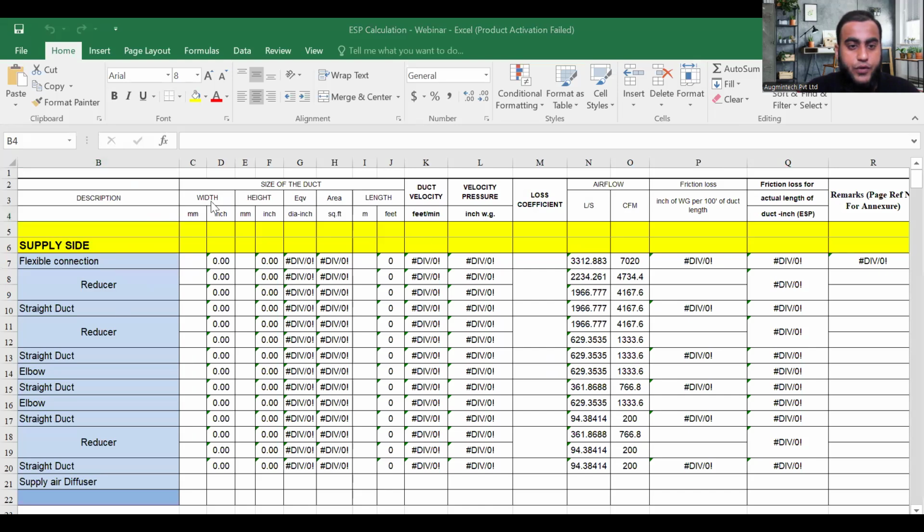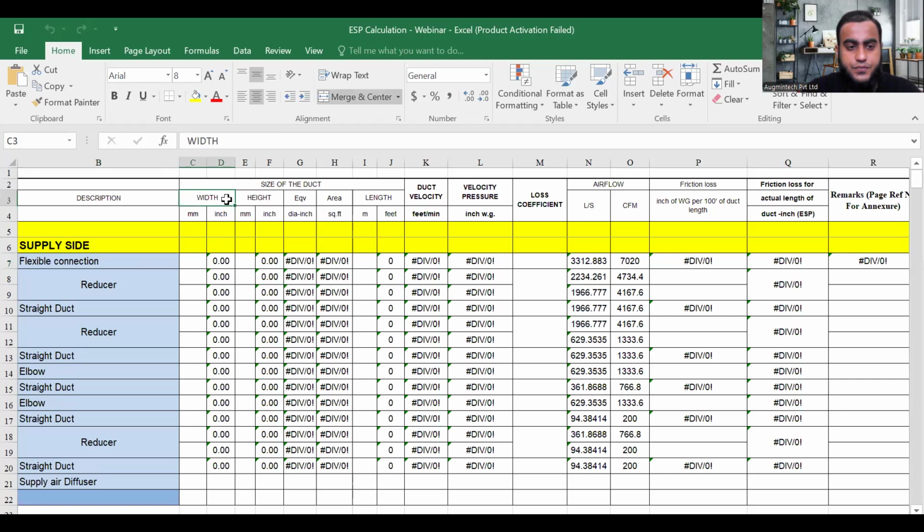See, width. First of all, here the different supply. Suppose you want to calculate for the supply side, because in an AHU we are using a blower or fan on the supply side. In some AHUs you have seen it on both sides. For return air also we are using a fan. Forcefully we are extracting that return air from each and every space. So here it is given.